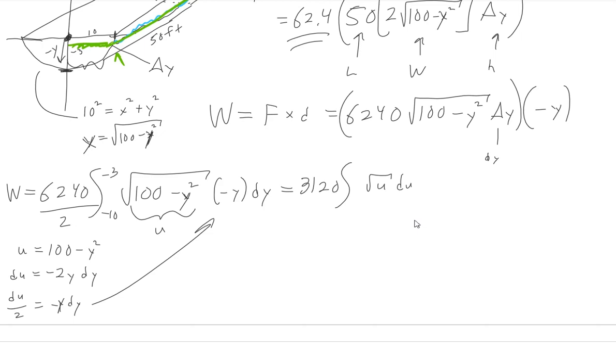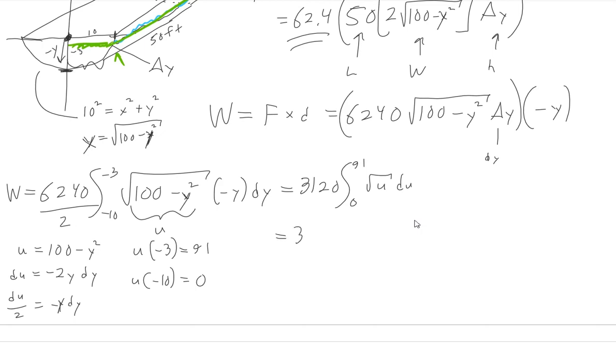Now, when I went through the u substitution before in 6.1, I recommended that you do not resubstitute back in, particularly if you have bounds. If you have bounds, you should just be able to use those bounds and find the new values. So u of negative 3 for my upper bound: if I plug in negative 3 into here, I have 100 minus 9, which is 91. And then for u of negative 10, I plug in negative 10 into here. That's 100 minus 100, which is 0. So this is now 0 up to 91.